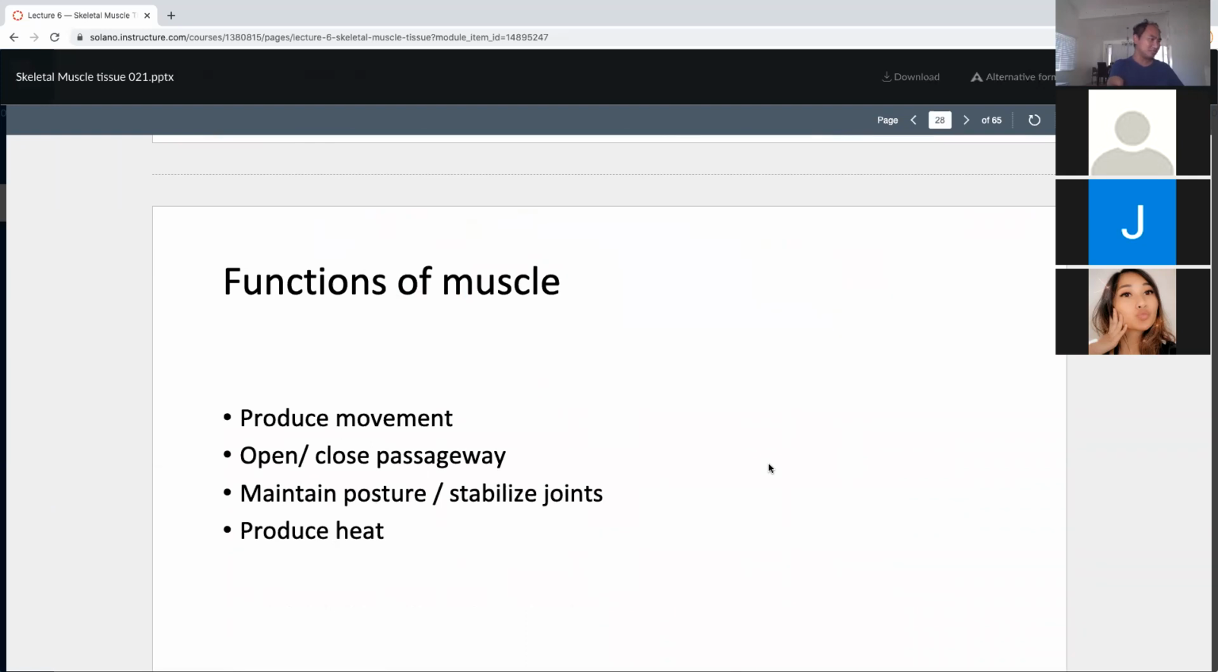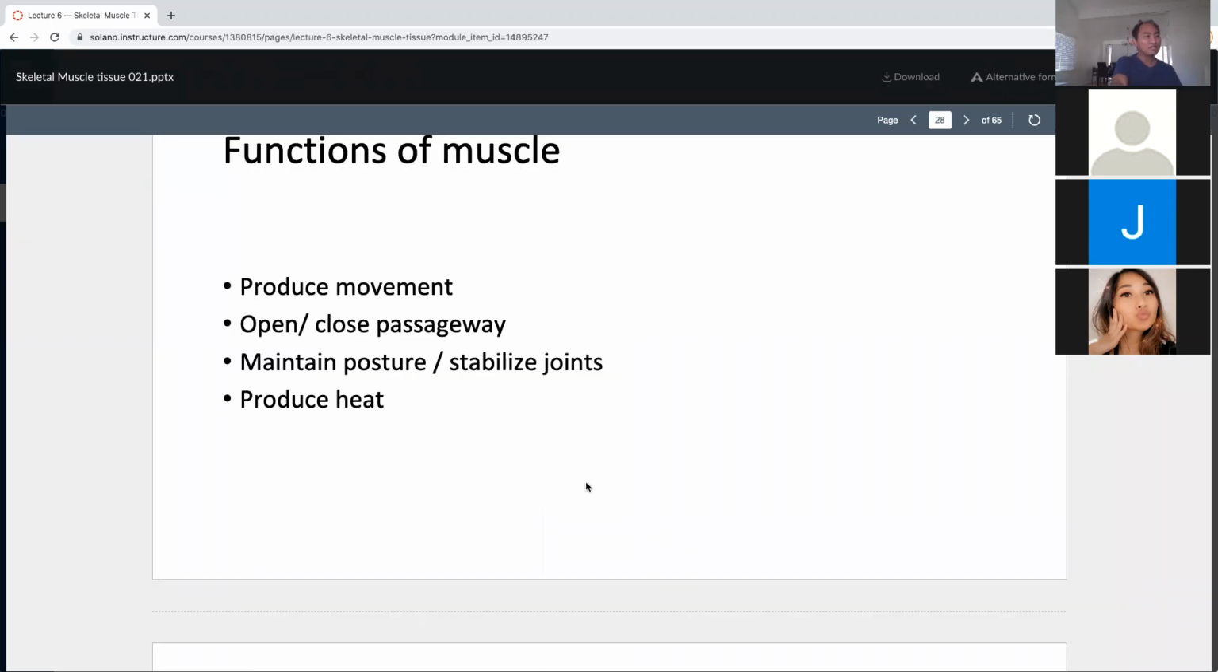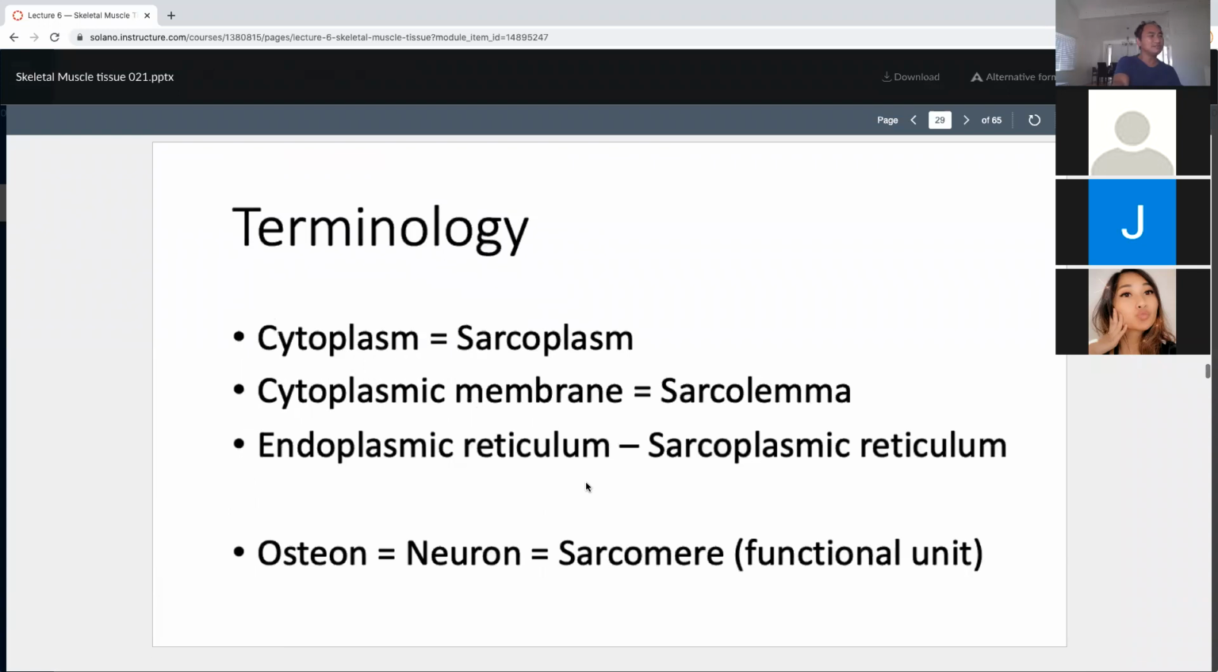And function of a muscle, I cannot make any question out of this function of a muscle, because you all know that already. I mean, it is nothing rocket science. And terminology, like, don't forget osteon, neurons, and sarcomere. So these are the basic units. Osteon, the basic unit of the bone. Neuron, the basic unit of the nervous structure. And sarcomere, the basic unit of muscle, functional unit, basic.